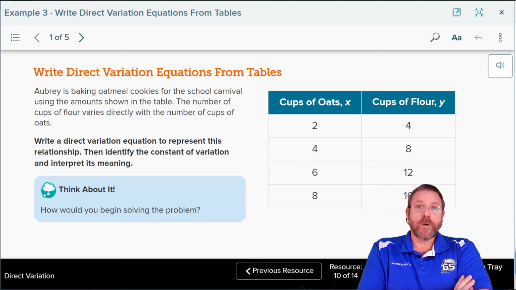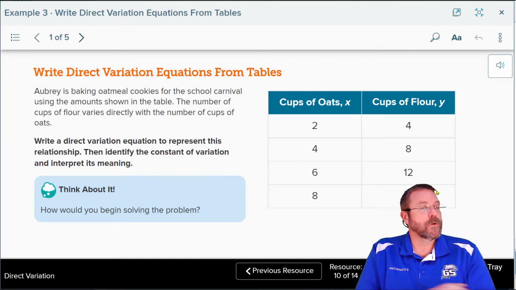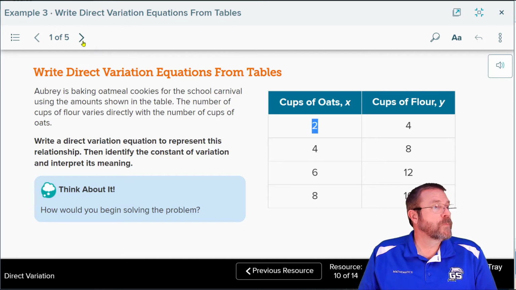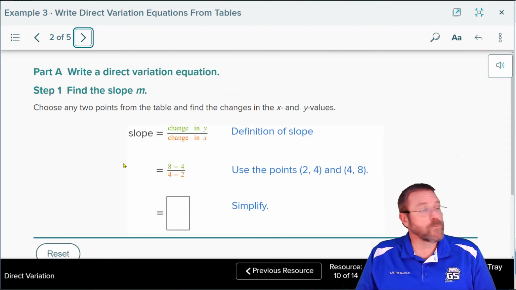The number of cups of flour varies directly with the number of cups of oats. Write a direct variation equation to represent this relationship and then identify the constant of variation. Well, your slope was your y divided by your x, so that would be your 4 divided by your 2. And how are they going to go about doing that? I would just do 4 over 2, which is not what they did.